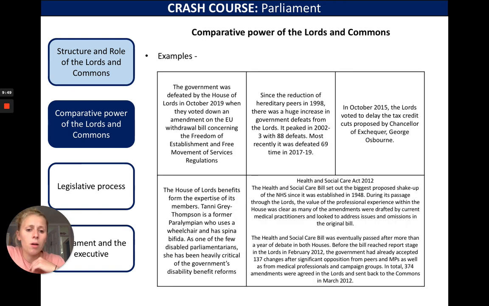And then here's some examples that I do. I literally give these to the kids to stick in because it's so difficult finding Lords examples that show effectiveness. The one that I always come back to is right here, which is the Lords voting to delay the tax credit cuts, which actually led to George Osborne deciding not to do it. So that's a brilliant example of delaying power.